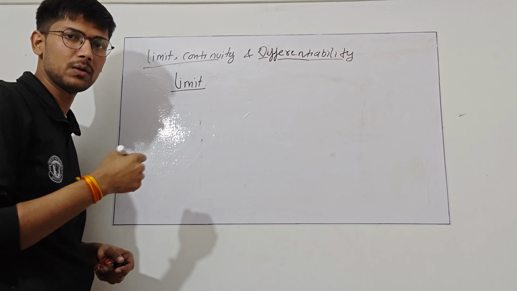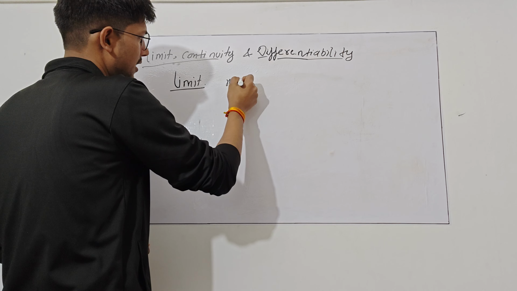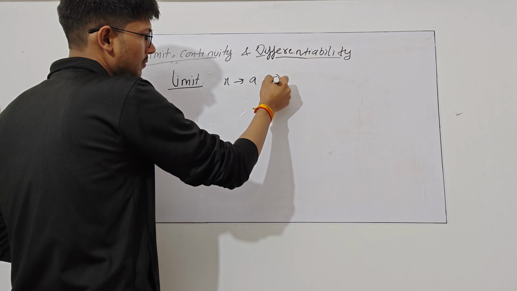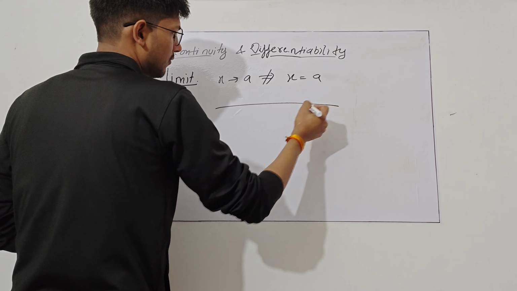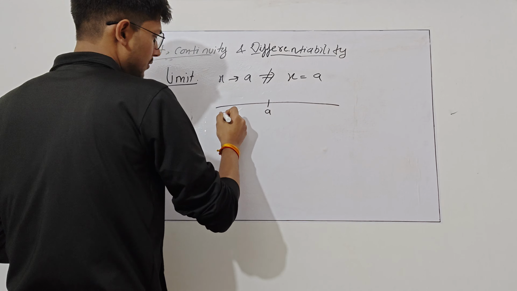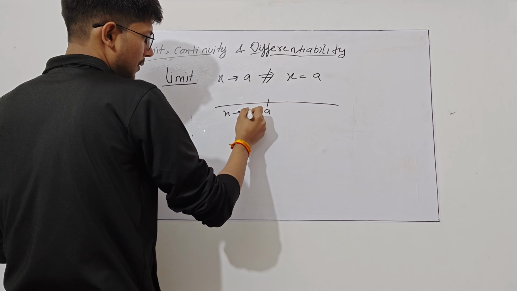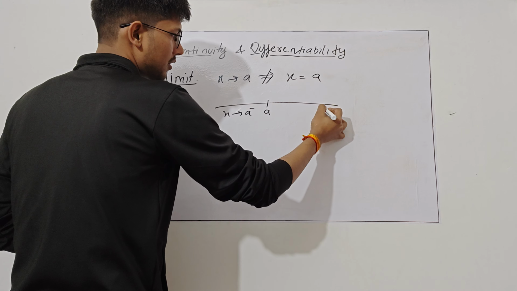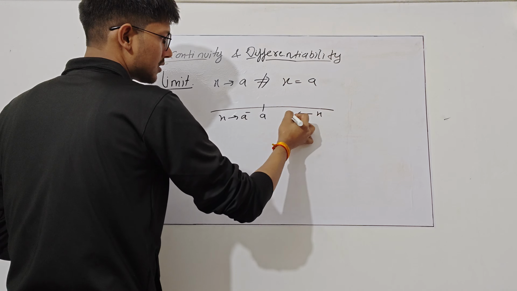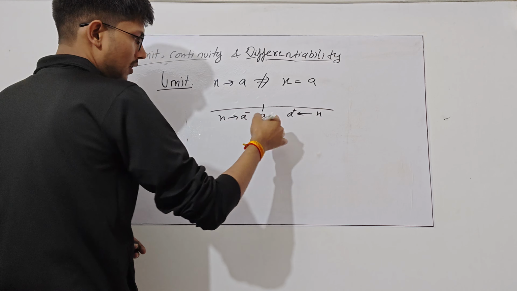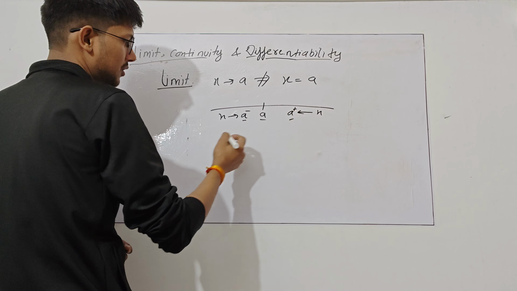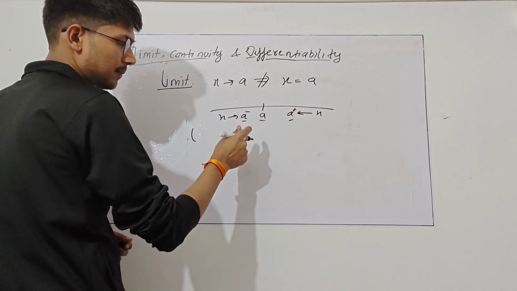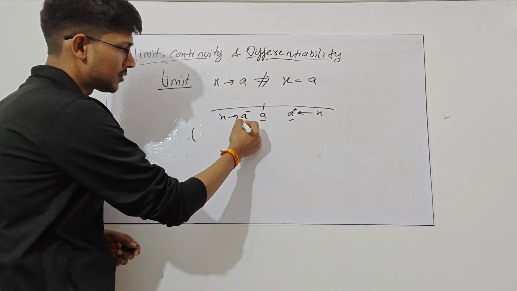We find the limit at a point, x tending to a. That does not mean that x is equal to a. Let's say we have a number line and a point a. When x tends towards a from the minus side and from the plus side, we find the limit at the point on the negative side and the positive side. We start first with the negative side.